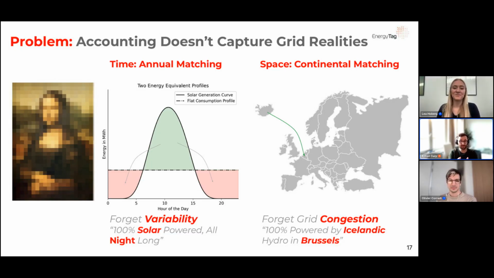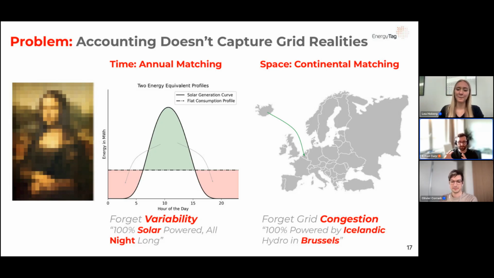One of them is time. We do annual matching, which literally means you can take an energy attribute produced at any time of year and use it at any other time of year. So in simple language, we ignore the variability of renewables, for example. You can be solar powered all night long on the books, obviously not in reality, but you can do that in the accounting. Another issue we have is that we take really large geographical boundaries, right? So in Europe, you could be 100% powered by Icelandic hydro here where I'm sitting in Brussels. Iceland has never exported any electricity anywhere, but the accounting systems pretend that it can.